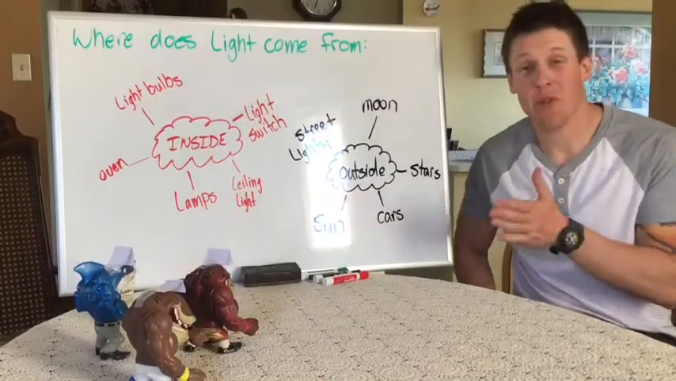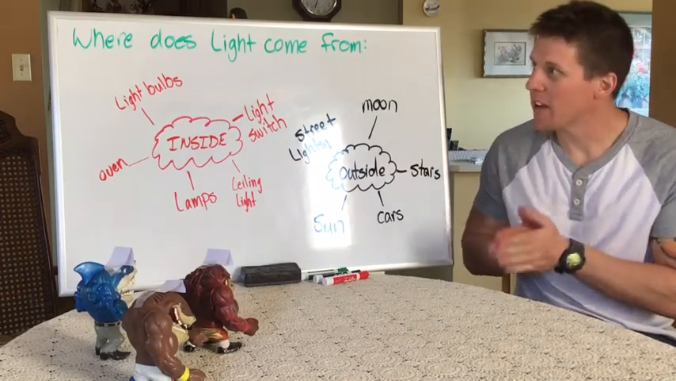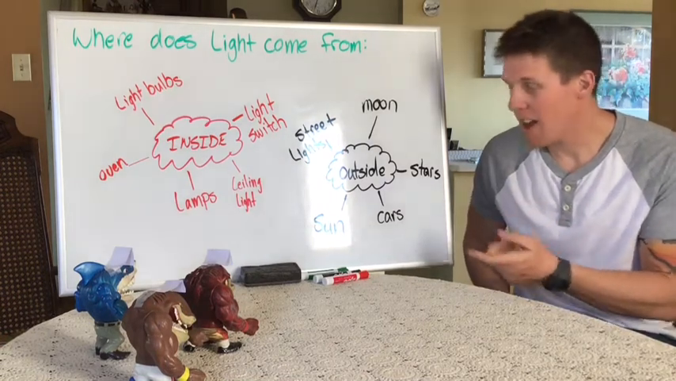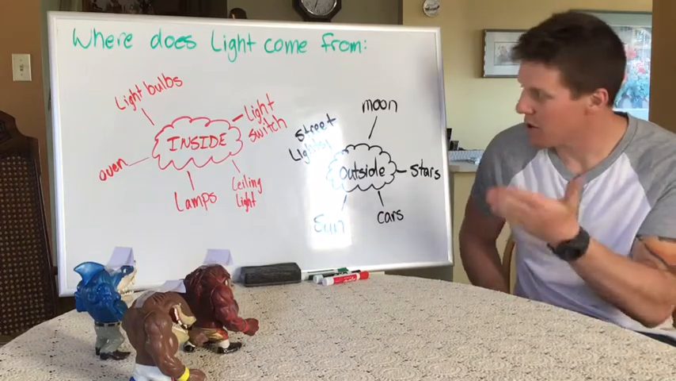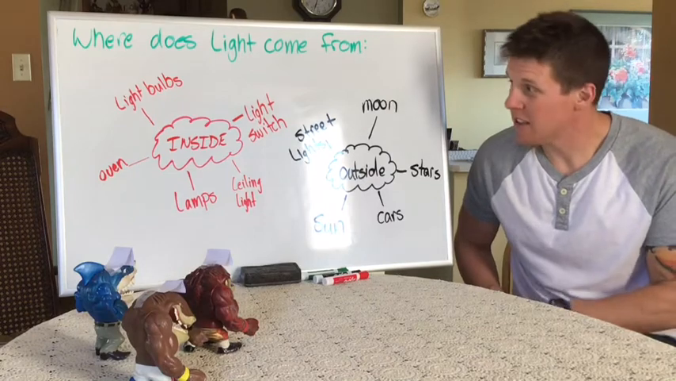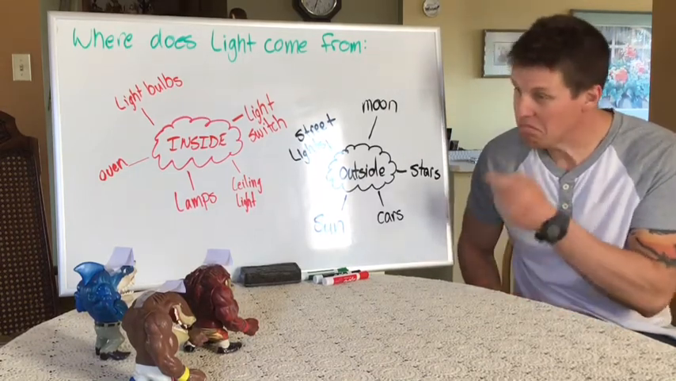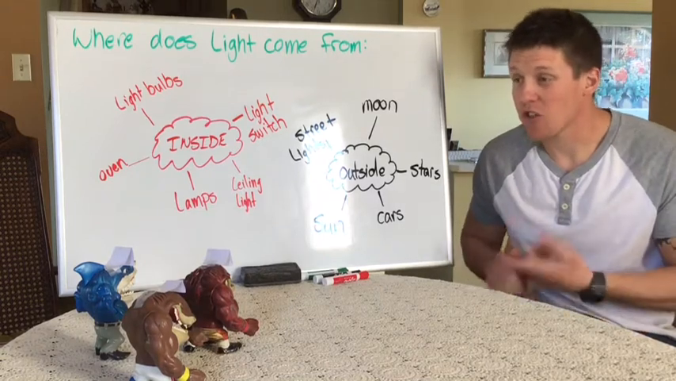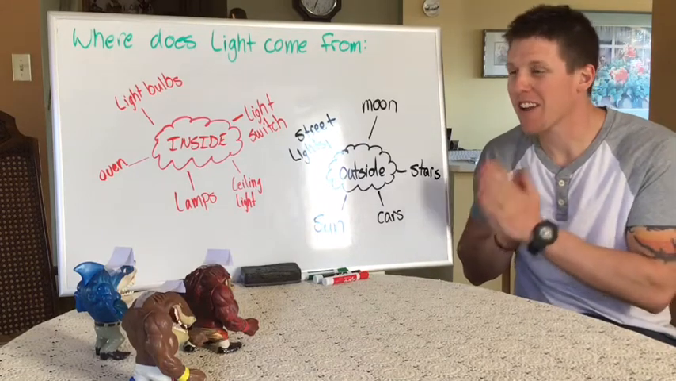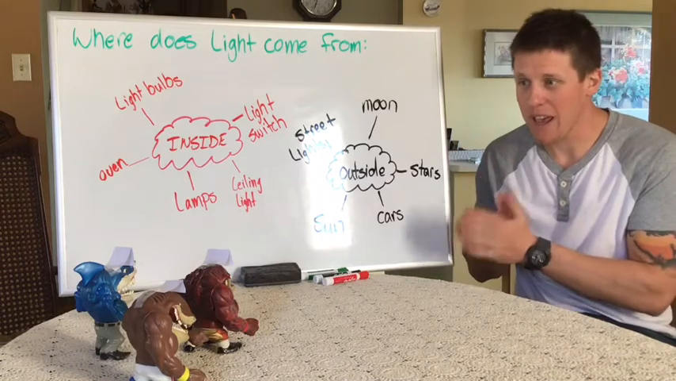Okay, class, now that we've watched our video about light, can I get a few ideas of where light comes from inside and outside? Phil, how about you? Inside, light bulbs, good call. Darnell, what about an outside idea? The sun, nice work. So the sun can be an example of a natural light source because it is not human made, right?